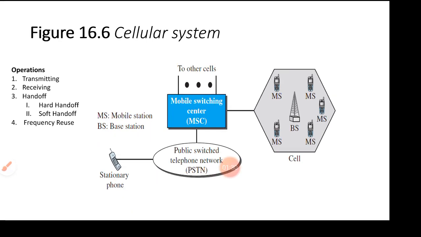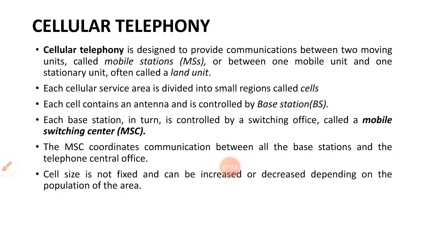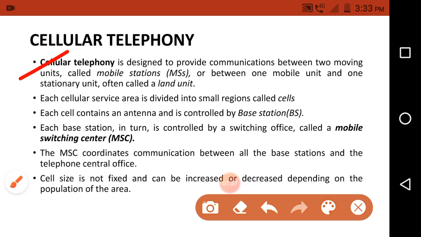In the cellular system, if you want to provide communication, the cellular system will provide communication between two moving devices, like mobile devices, because mobile devices are moving devices. Cellular telephony is designed to provide communication between two moving devices, which we call mobile stations, or between one mobile unit and one stationary unit, which we call a landline or land unit.